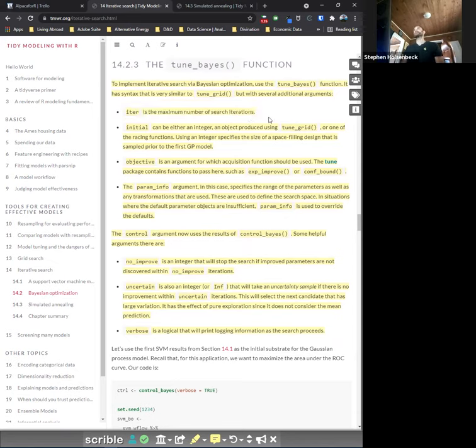ITER is the max number of iterations. I think the default is 10 or 20, I think it's 10. Initial can be either an integer, which will produce a tuning grid of that length, or an object produced from tune grid. So if you did a tune grid first, then you can provide that as the initial values and it will select the best combination as the initial starting point, or one of the racing functions.